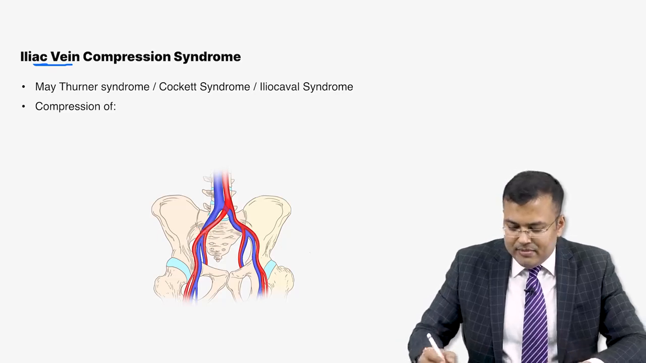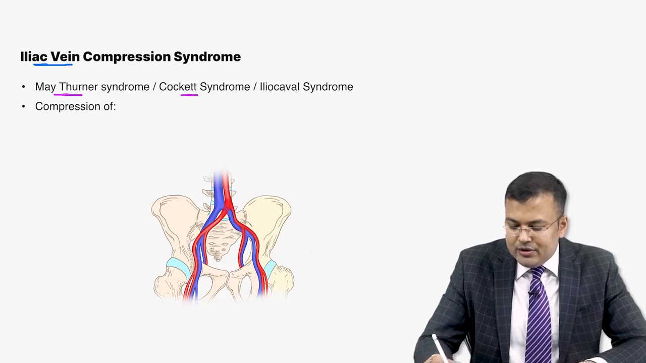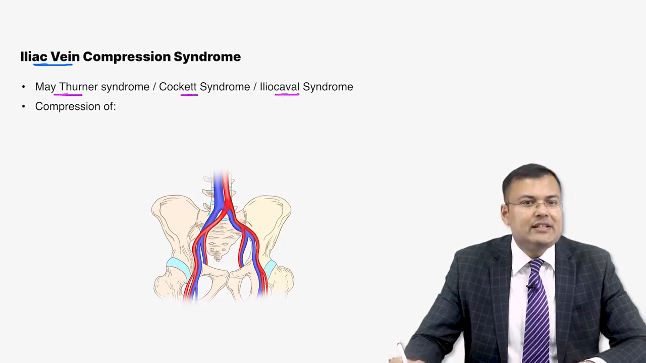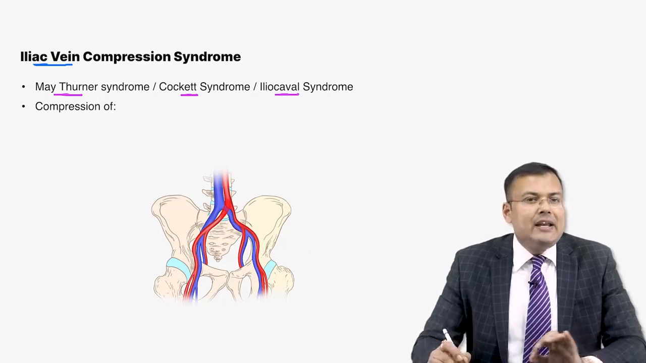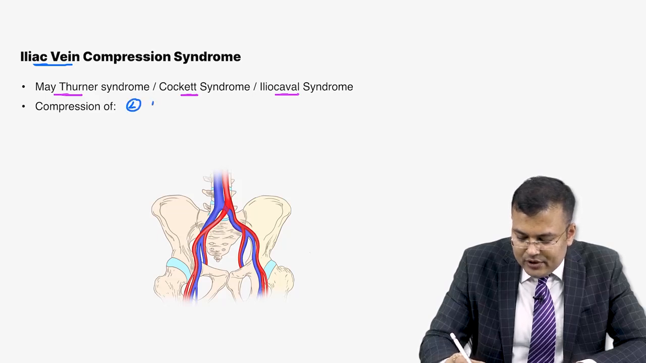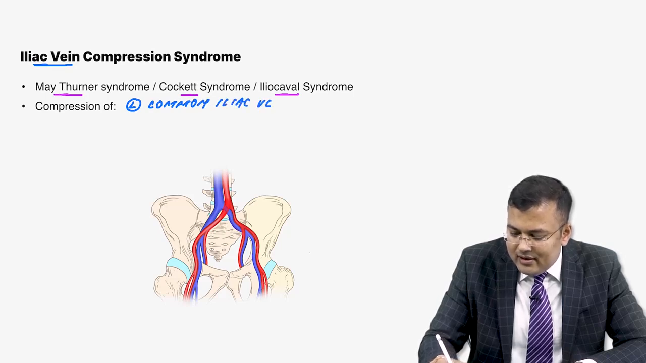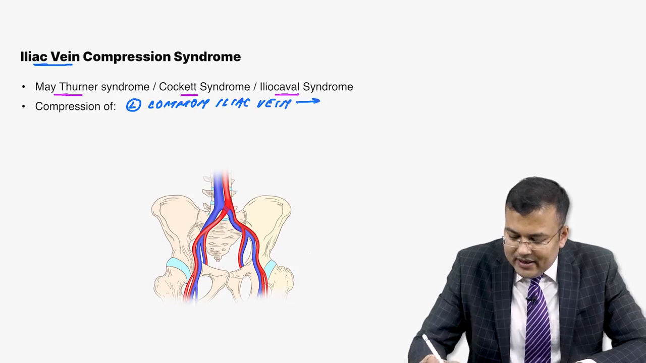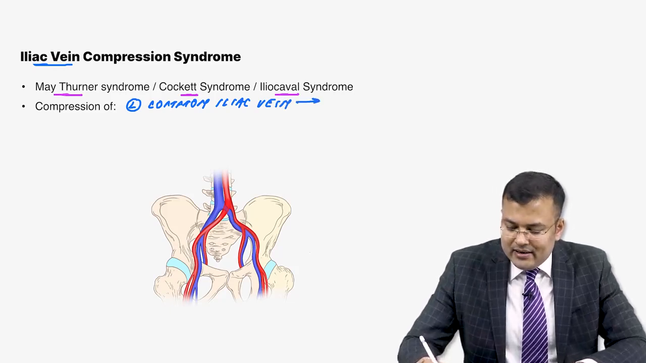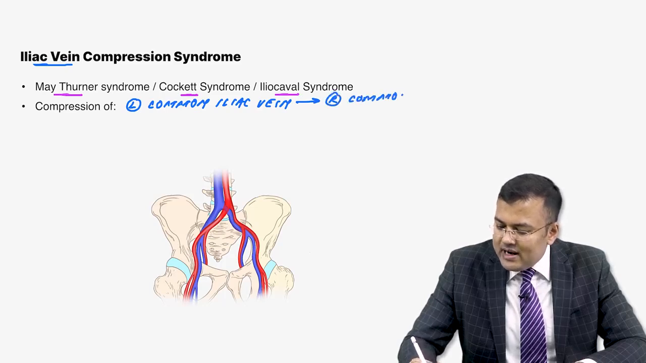What are the other names you have to remember? May-Thurner syndrome, also known as Cockett syndrome, also known as iliocaval syndrome. So first, iliac vein compression syndrome. So there is compression of the left common iliac vein. You can see the left common iliac vein is compressed by the overriding right common iliac artery.